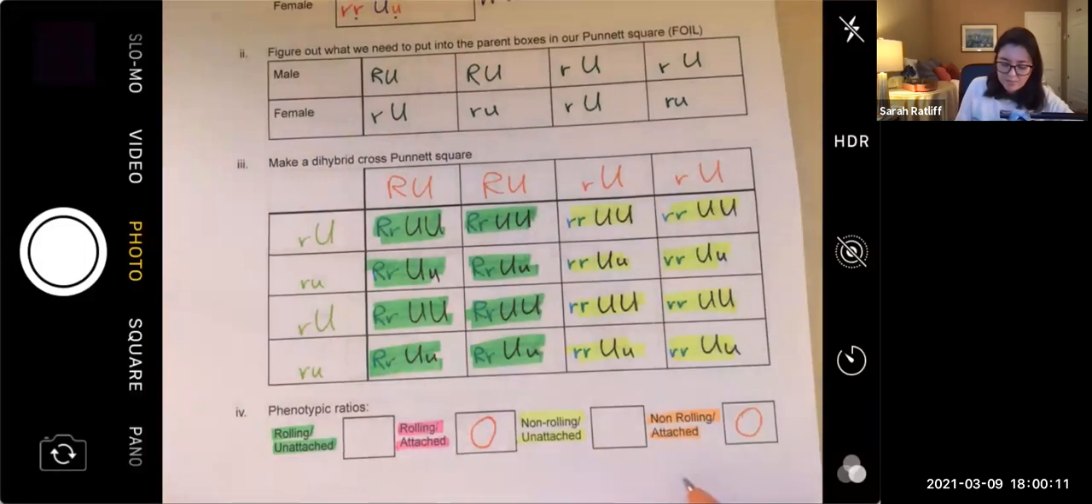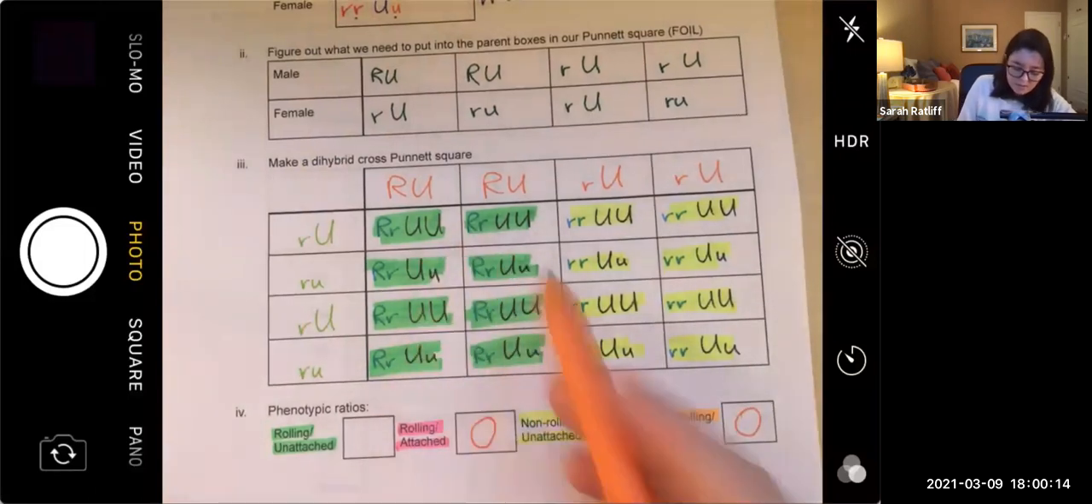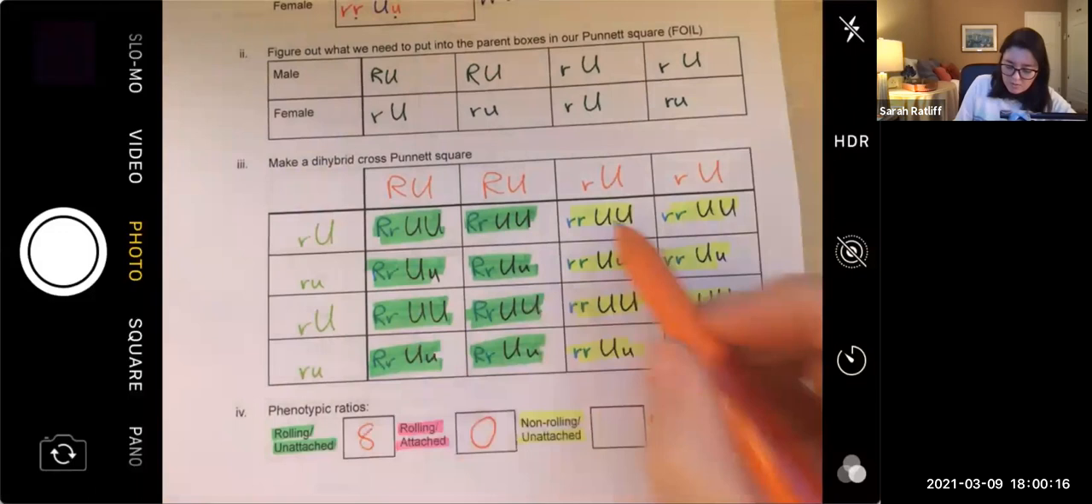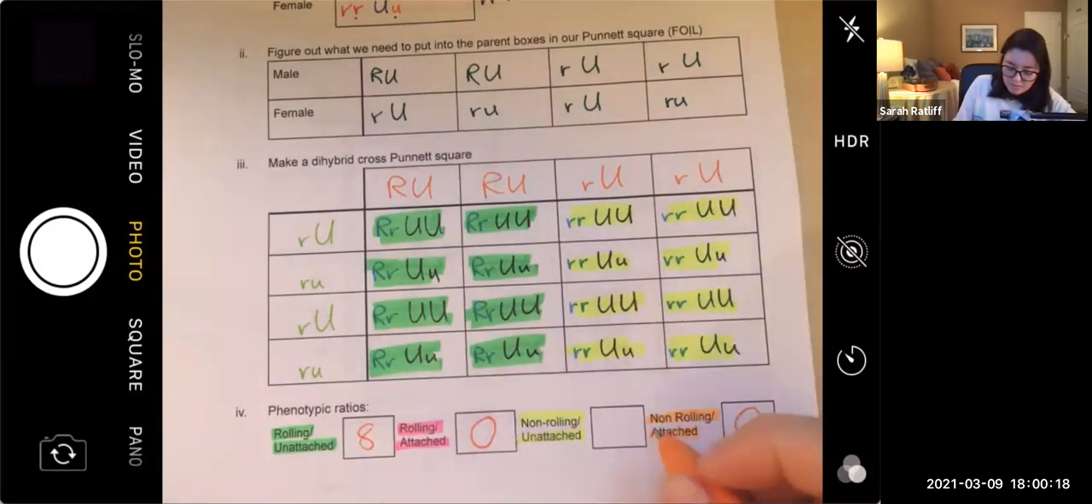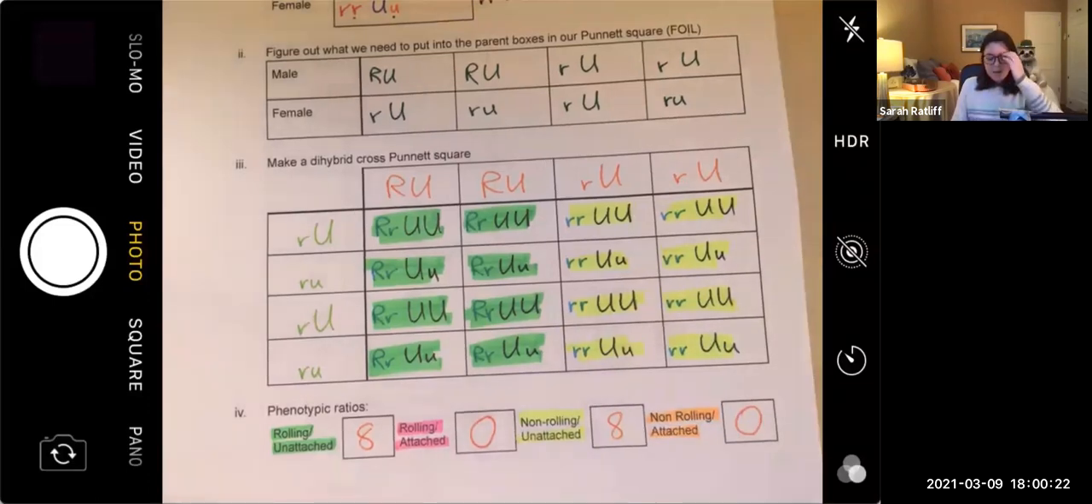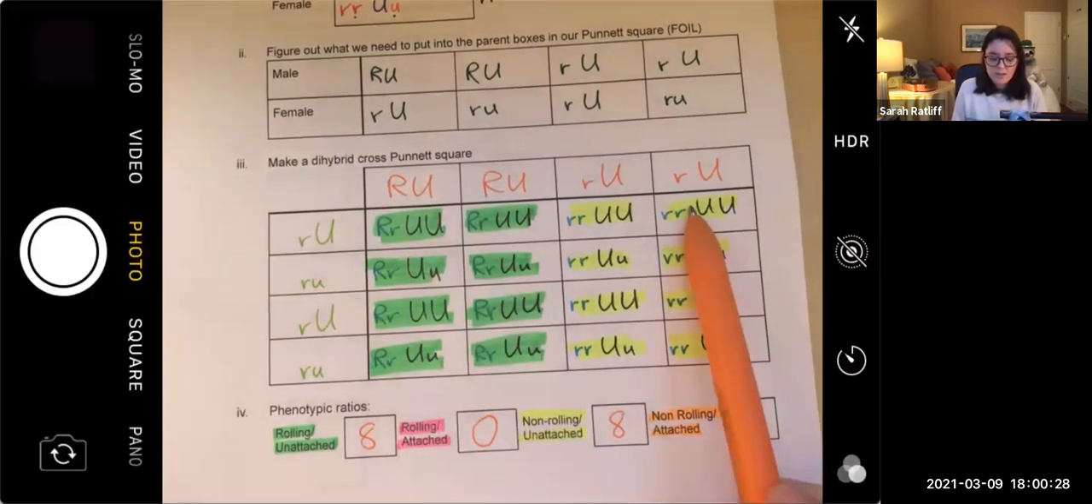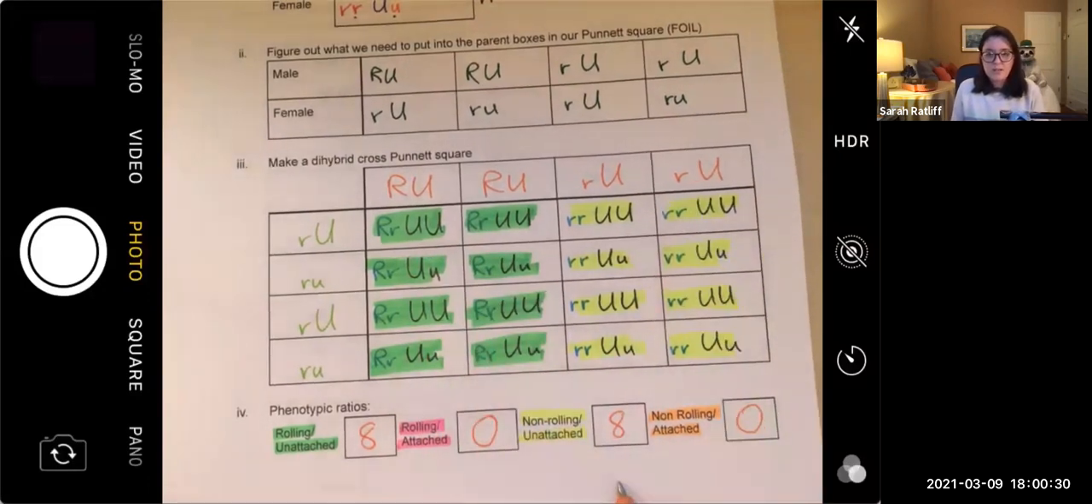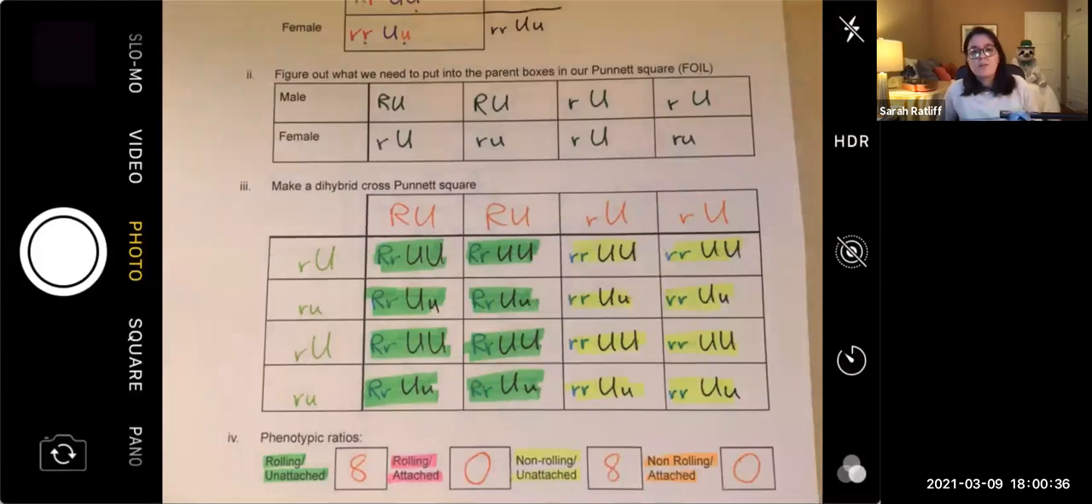Now we need to count them up. 1, 2, 3, 4, 5, 6, 7, 8 that are green. 1, 2, 3, 4, 5, 6, 7, 8 that are yellow. Do we add up all of our offspring? There should be 16 total offspring. 8 plus 8 gives us 16. We counted all of our offspring. All right, that brings us to the end of our dihybrid crosses. I hope this was helpful.